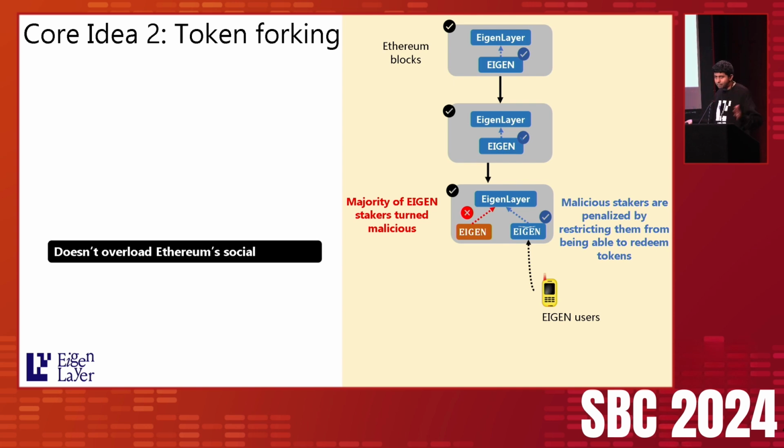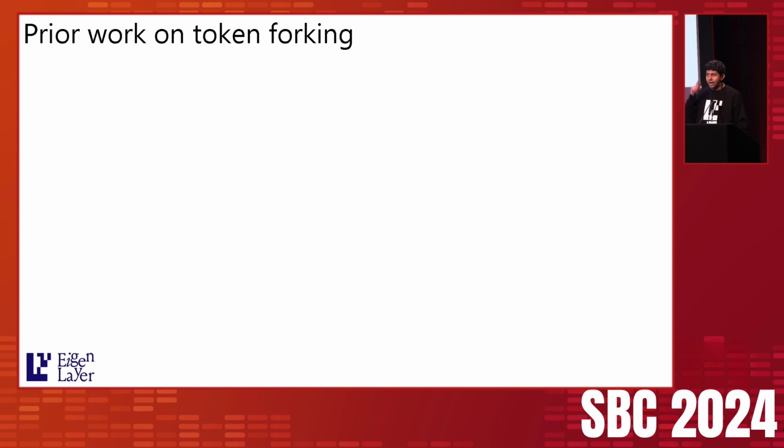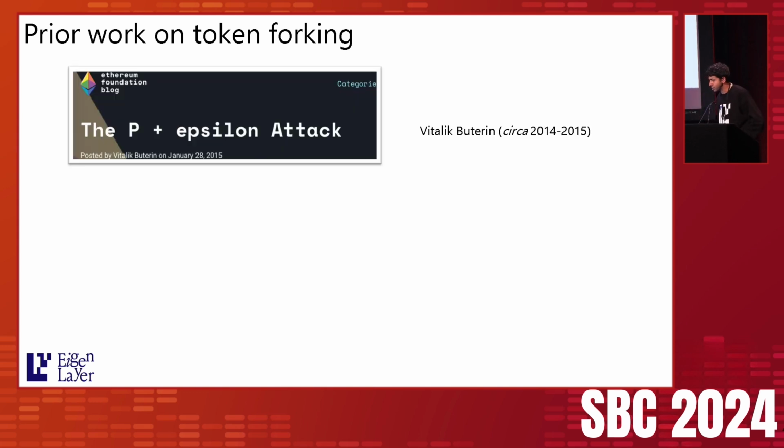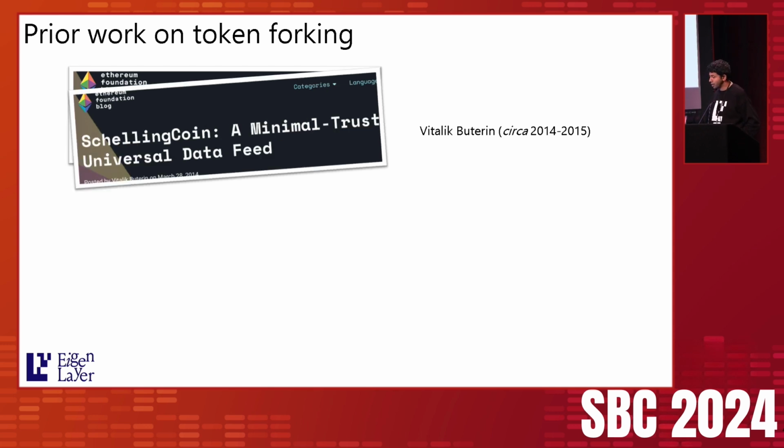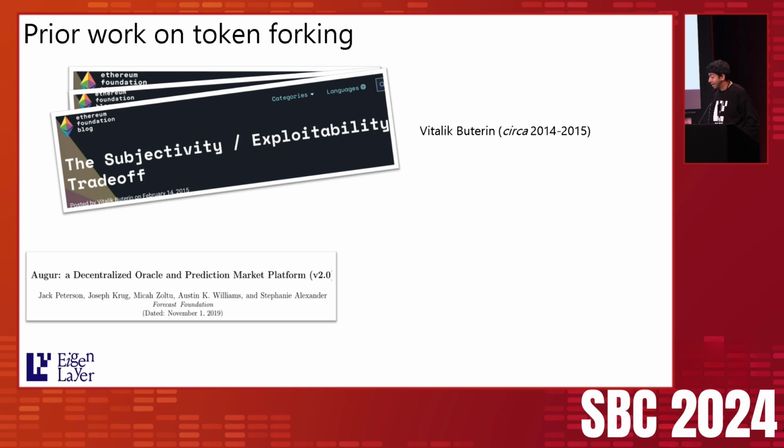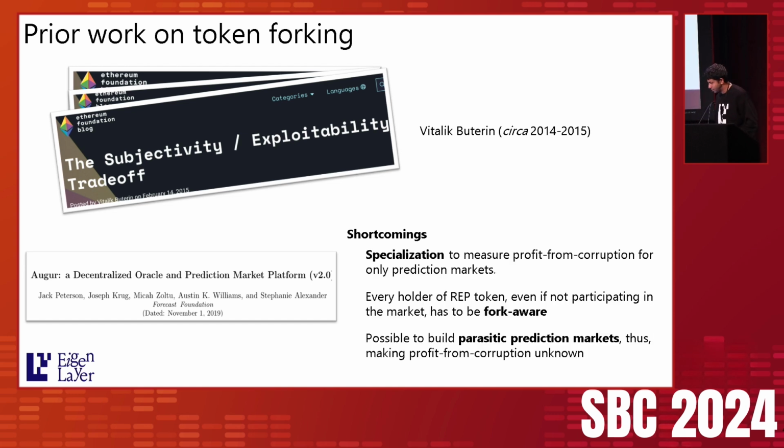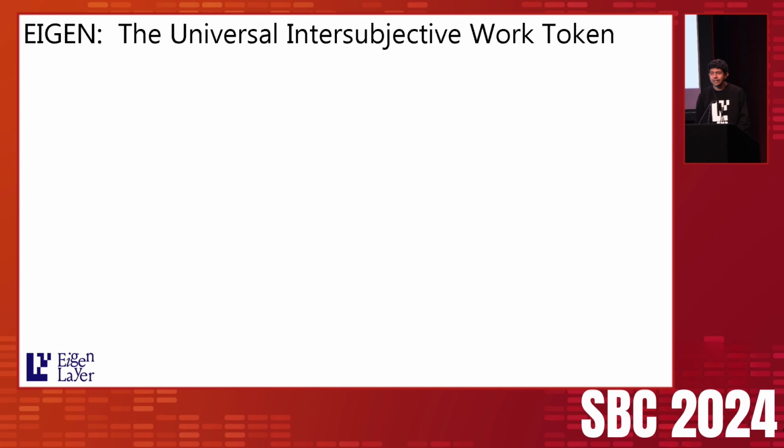There is more to it. This doesn't overload Ethereum's social consensus because Ethereum doesn't need to know what is going on. Only anybody who's interested in the eigen token needs to do this. The idea that tokens can be forked is not our original idea. Vitalik wrote about this back in 2014. There was a paper even earlier called TruthCoin, and a bunch of blog posts here. The main system that worked off this idea is called Augur, which used this idea of token forking. But it had a bunch of shortcomings. I'm not going to get into it, but I'll explain how we solve those shortcomings.